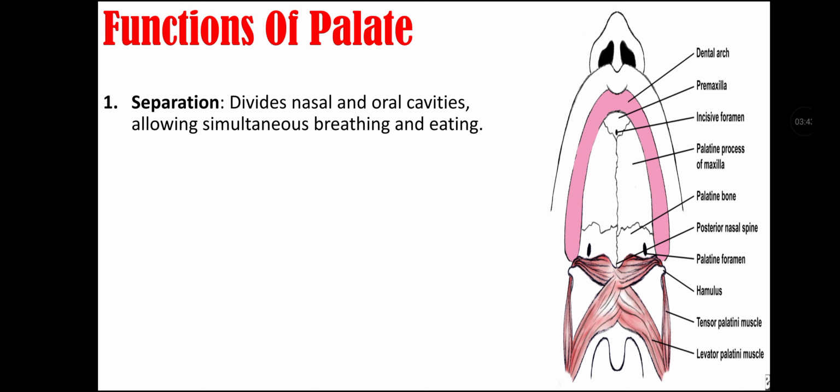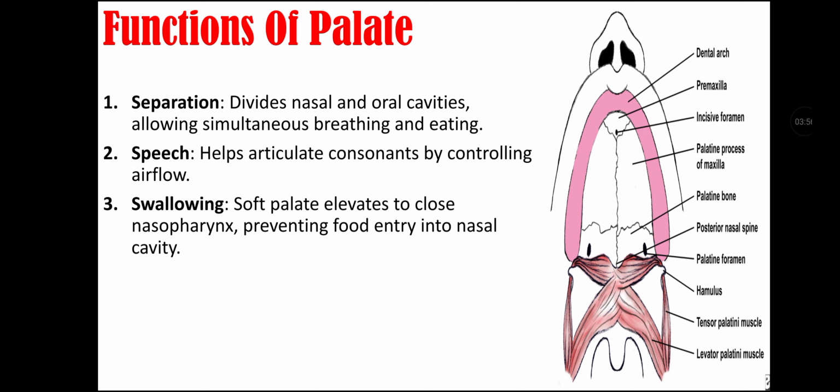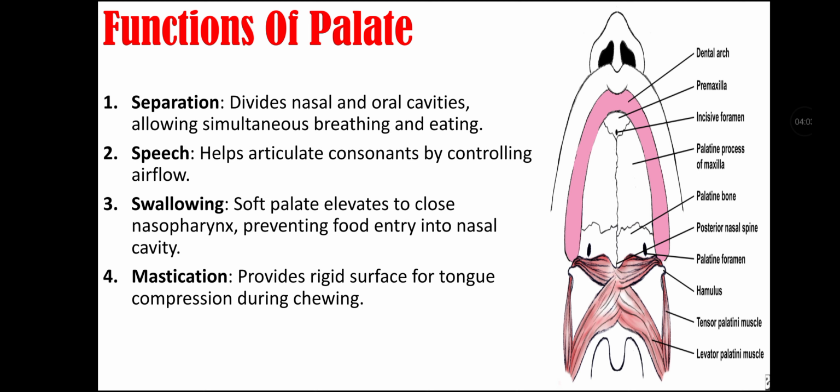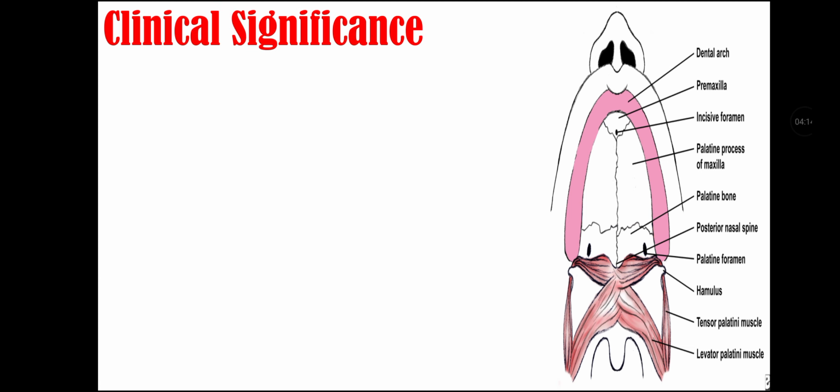Functions of palate. First is separation, as palate divides nasal and oral cavities, thus allowing simultaneous breathing and eating. Second function is speech, as palate helps articulate consonants by controlling airflow. Third function is swallowing, as soft palate elevates to close nasopharynx, thus preventing food entry into nasal cavity. Fourth function is mastication, as palate provides a rigid surface for tongue compression during chewing. Fifth function is taste, as some taste buds are present in the soft palate.